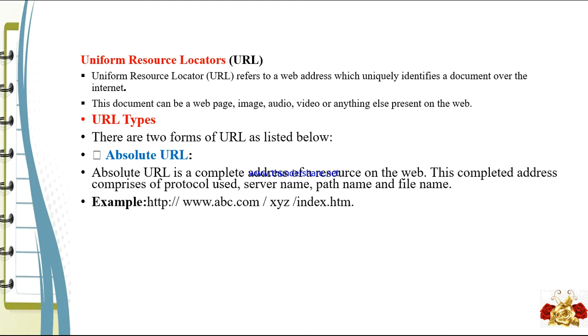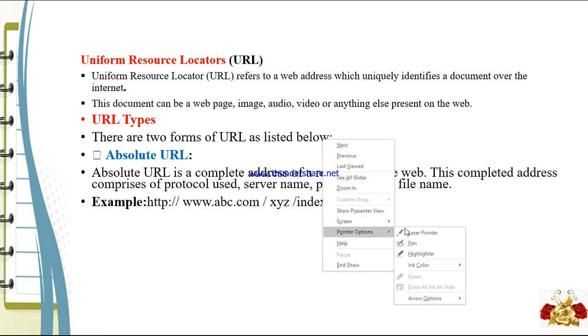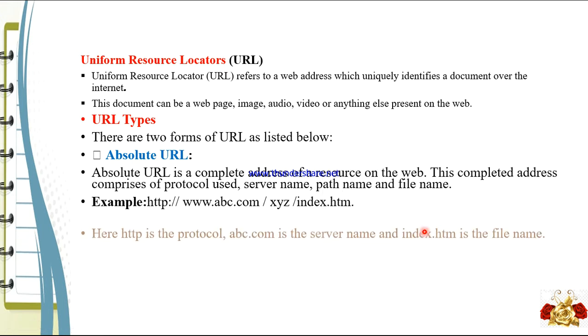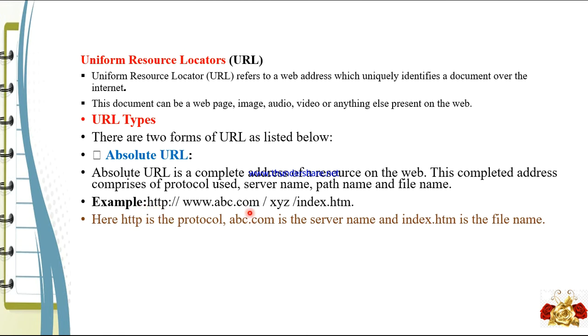For example, I have HTTP www.abc.com then /xyz again /index.html. This complete address comprises the protocol used, server name, path name, and file name. See this example, that is HTTP.